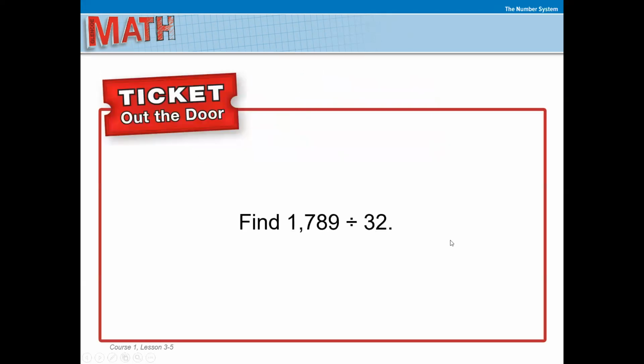To get out the door, find 1,789 divided by 32. Show all of your work in your math notebook. Bring it to the group later.